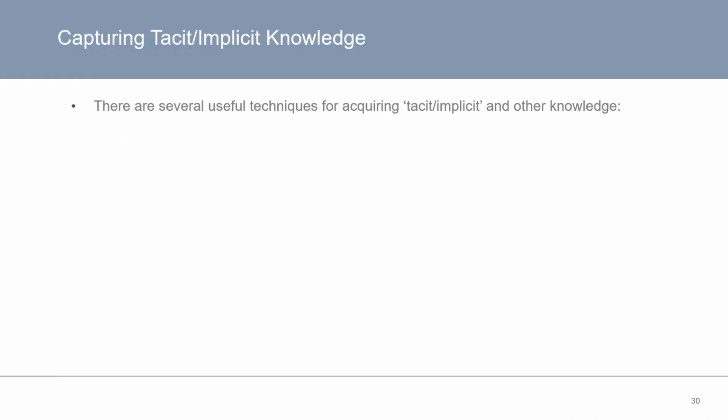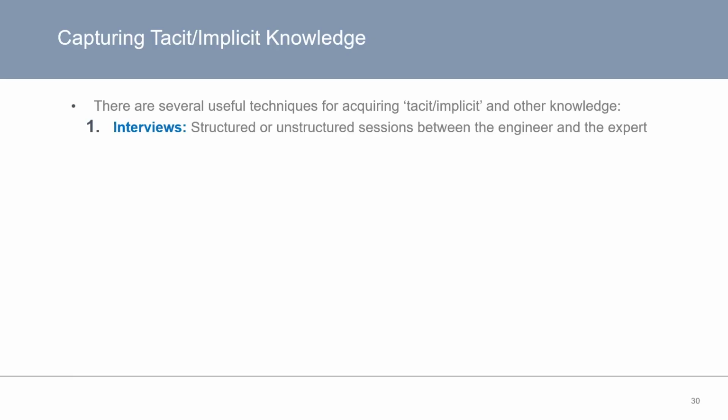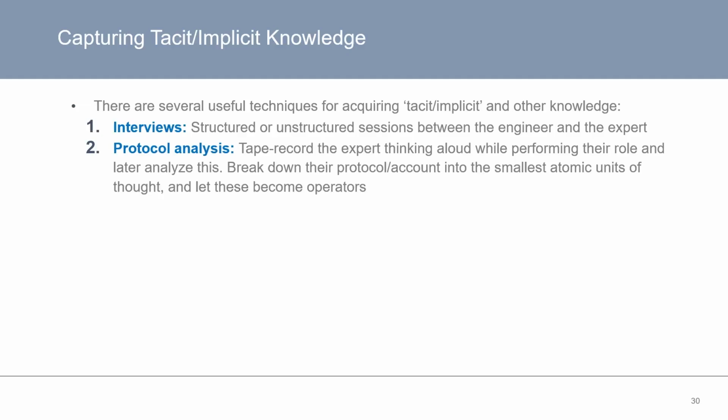When it comes to capturing tacit or implicit knowledge, there are several useful techniques to go about acquiring it. We have interviews, which are structured or unstructured sessions between engineer and experts. Then there's protocol analysis, involving tape recordings of the expert while they think aloud in performing their role, and later analyze this recording, where the engineer breaks down their accounting of the protocol into the smallest atomic units of thought and let these become operators.